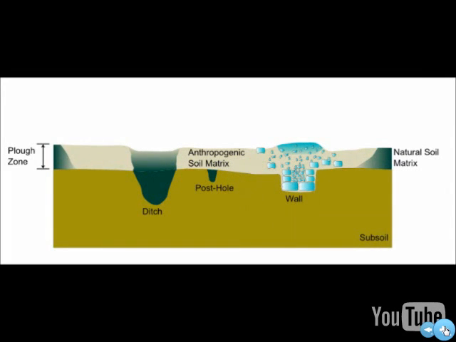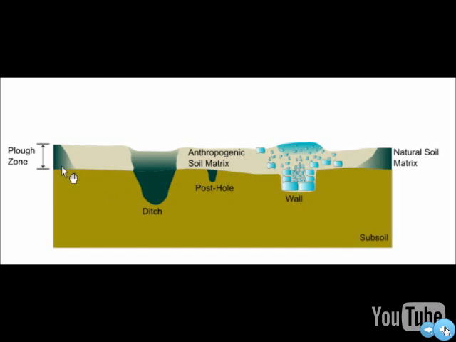Here is an example of buried archaeological features. We have a ditch feature, post hole, and a wall. Both a ditch and a post hole are infilled with different sedimentary sequences depending upon their formation process and deformation process, and the wall itself obviously is still a reasonably intact barrier.